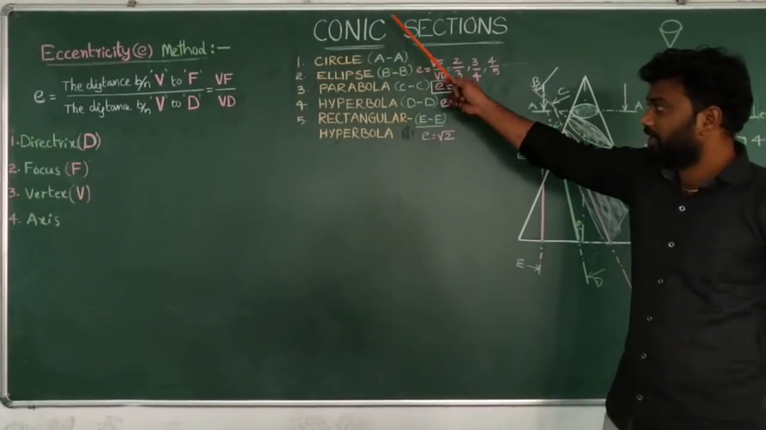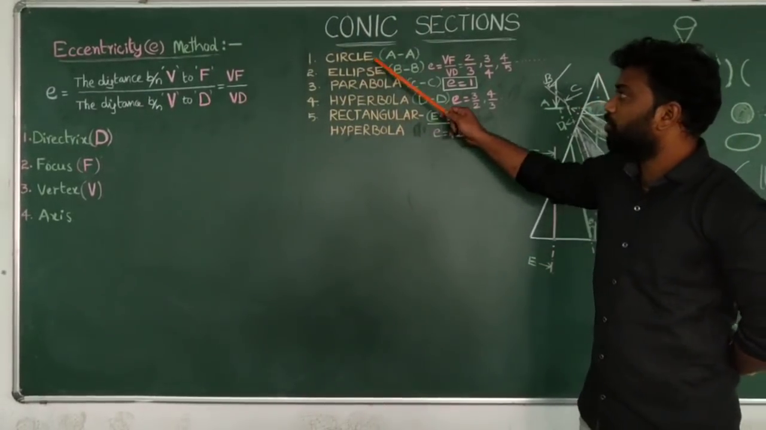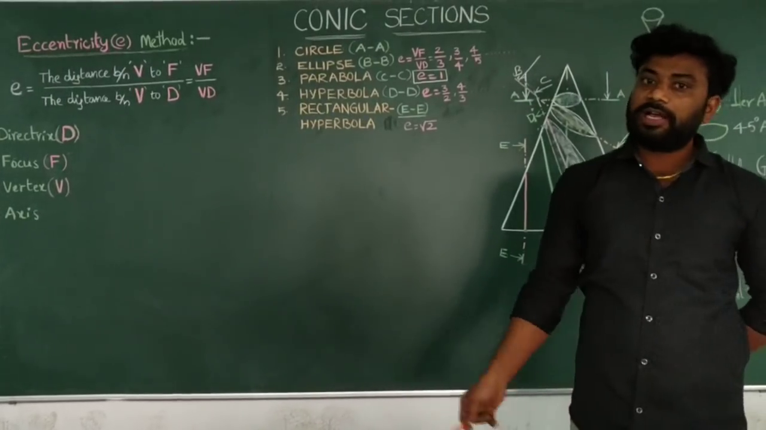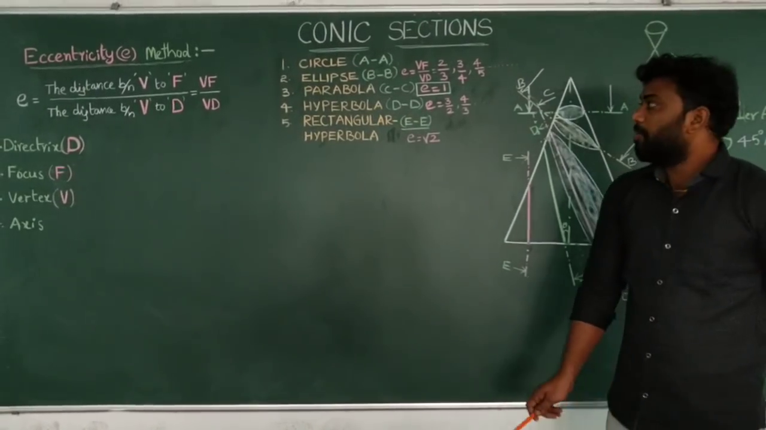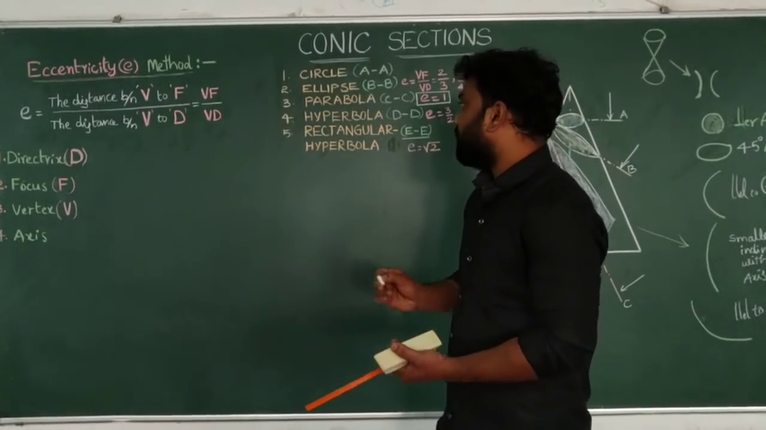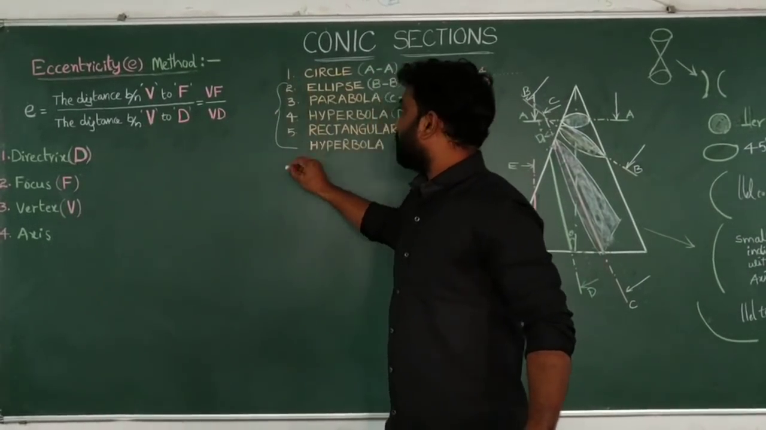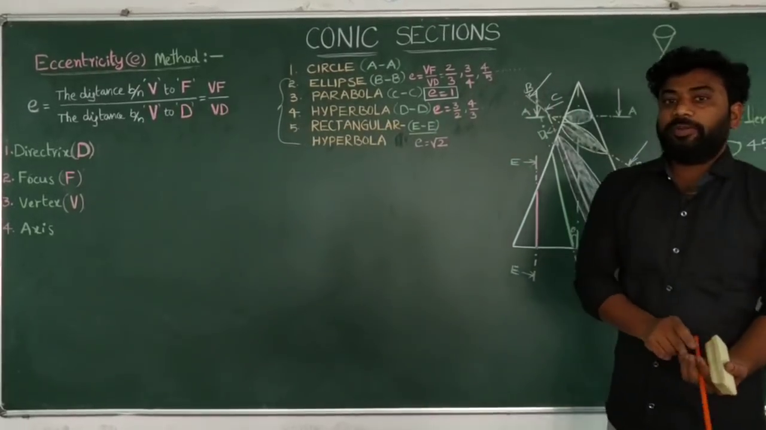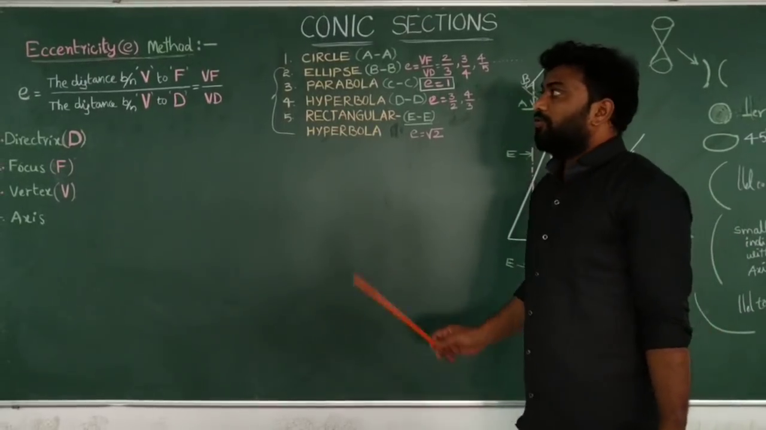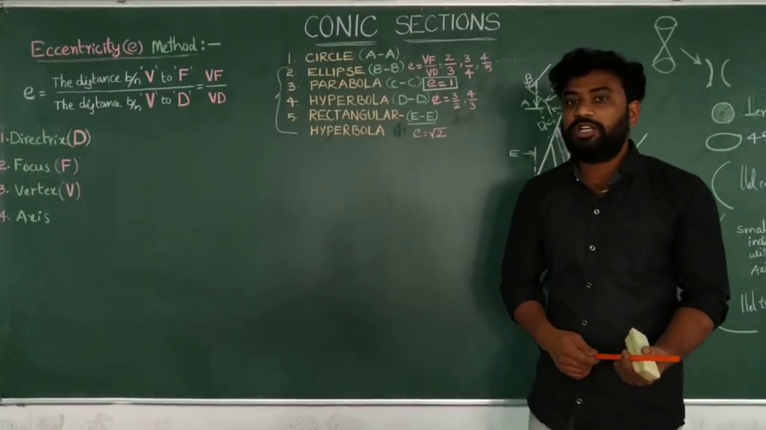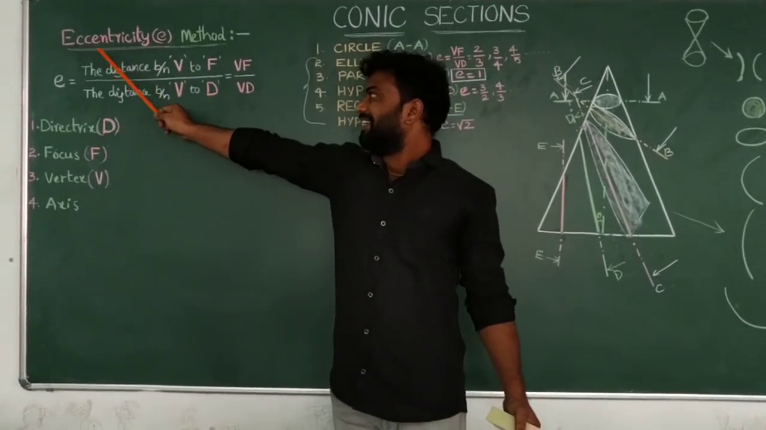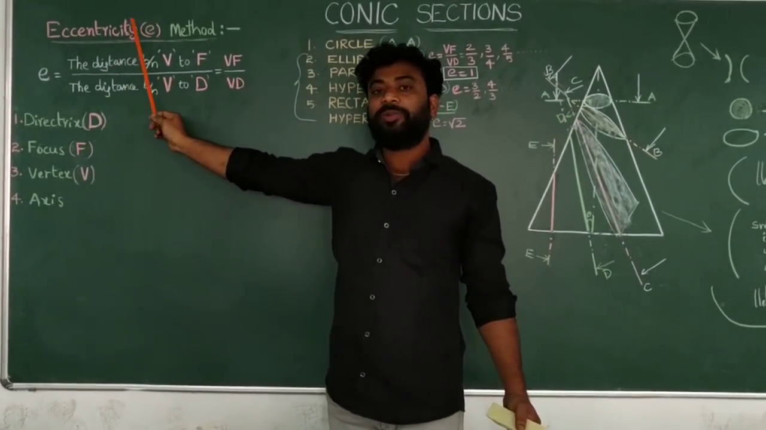There is no need to discuss circle construction, because when we have either the diameter or radius, we can directly construct the circle. But for the remaining conics, that means ellipse, parabola and rectangular hyperbola, we have different methods for constructing these conic sections. According to our syllabus, we have the eccentricity method. Eccentricity is denoted by small e.